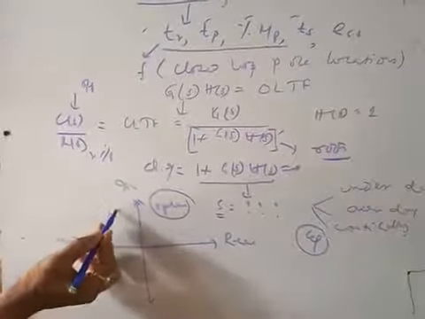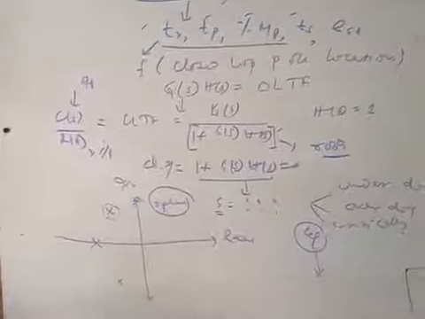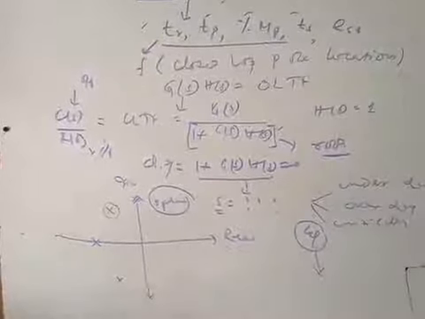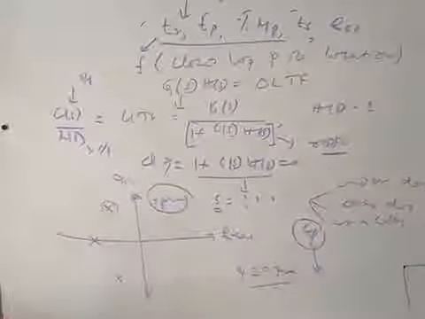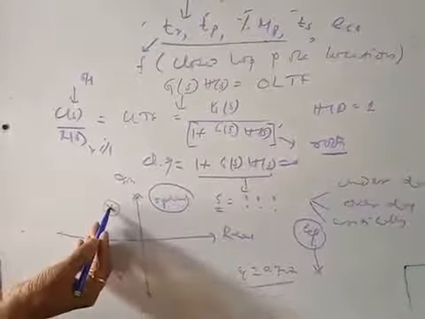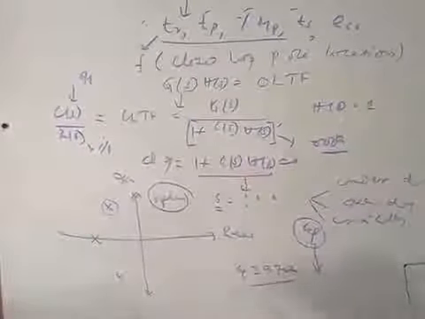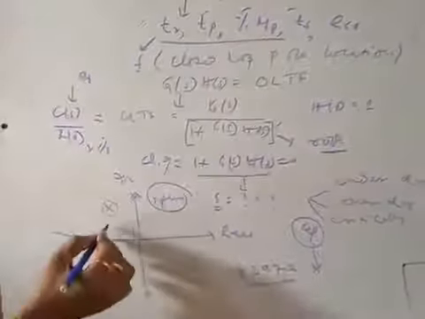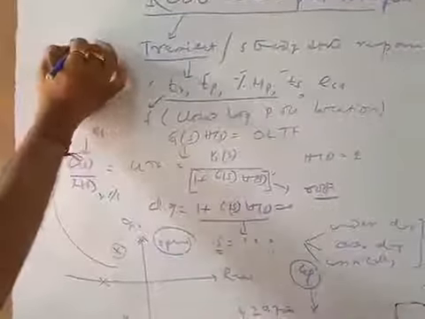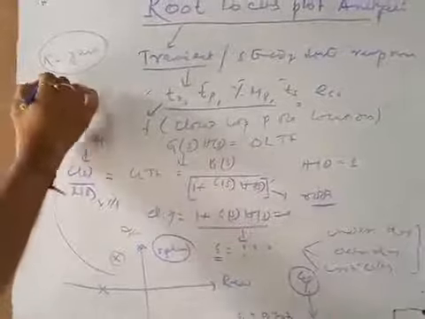Say, for example, if the pole is located here, maybe your damping coefficient, that is the parameter, is not satisfied to your desired value. You want the damping to be 0.707. So what do you have to do? You have to change these pole locations. How can you change the pole locations? This is very simple. You can change the pole locations, that means the location of the closed loop poles, by simply varying the gain of the system. If you vary the gain, then the locations of the poles will be varied.